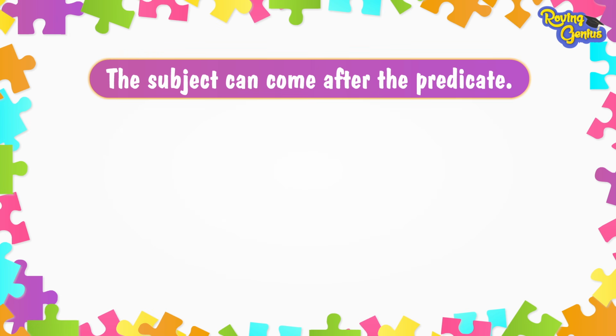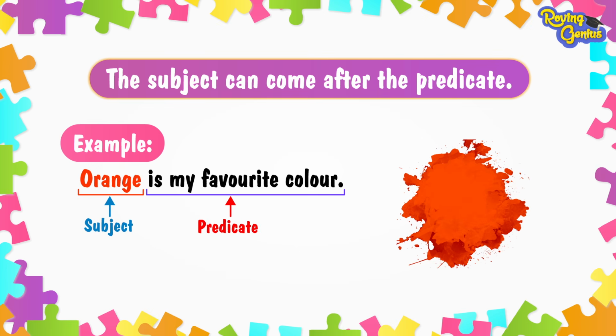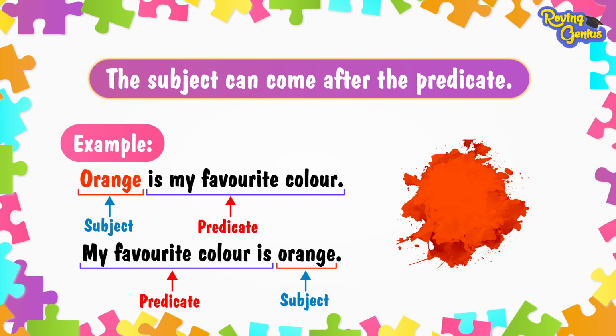The subject can come after the predicate. For example, orange is my favorite color. My favorite color is orange.